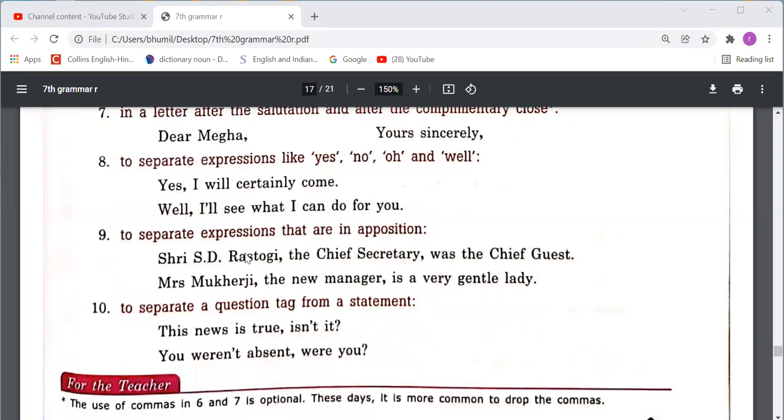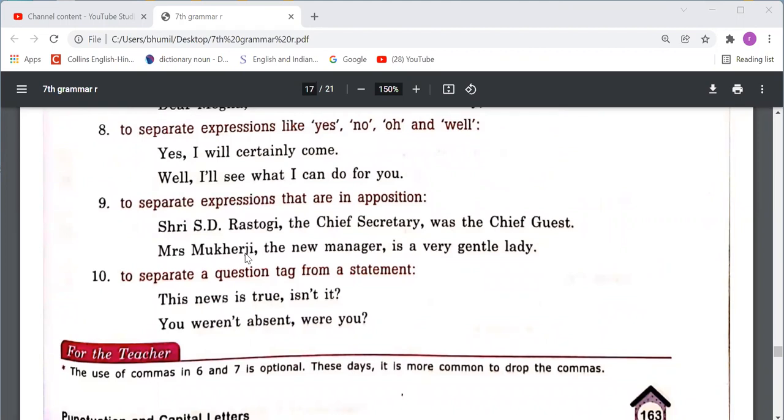Point number 8, to separate expressions like yes, no, oh well. Whenever we use these expressions like yes, no, oh well with a sentence, to separate them, again we have to use a comma after them. Like, yes, I will certainly come. Well, I'll see what I can do for you. So with yes and no, oh well, with these words also we need to use the comma.